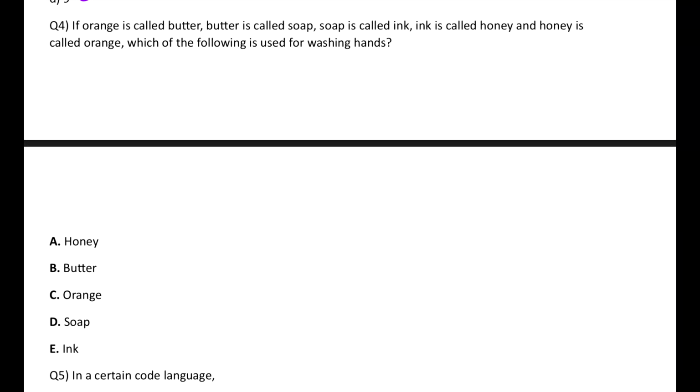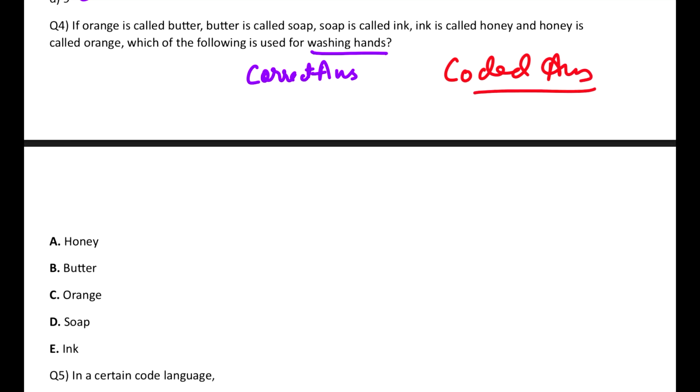What would we use to wash our hands? So in this type of question you have two answers. One is the correct answer of the question, that is what do we actually use to wash the hands, and then the other type of question is the coded answer. So of course it's a part of the coding decoding question, so we will need only the coded answer.